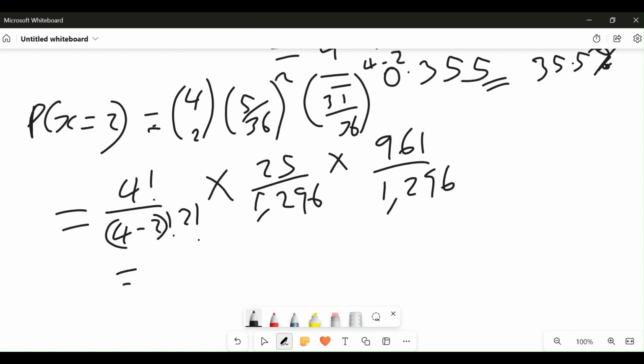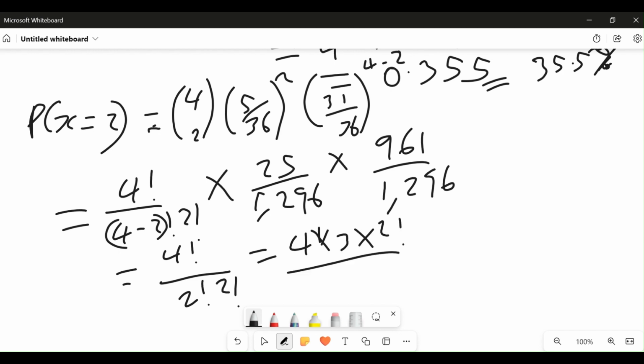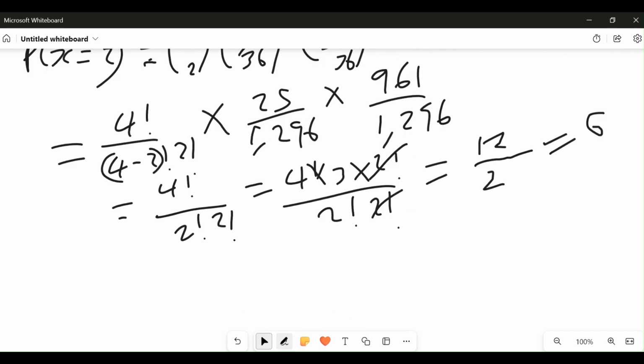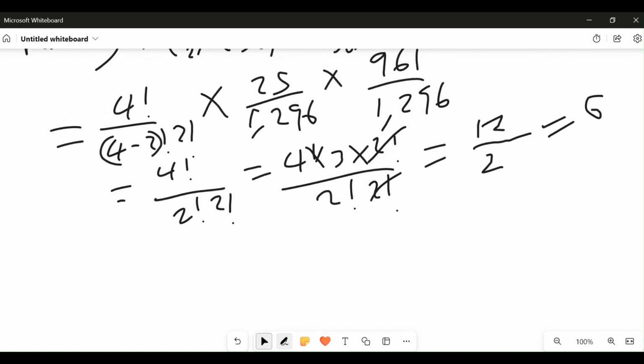All right. 4 factorial all over 2 factorial, 2 factorial, which is the same thing as 4 times 3 times 2 factorial all over 2 factorial, 2 factorial. 2 factorial cancels 2 factorial. Then we have 12, because 4 times 3 is 12. 12 divided by 2 factorial is 12 divided by 2, so therefore this is equal to 6. So now we can compute everything. Now we can use our calculator and find the exact figure we are looking for.